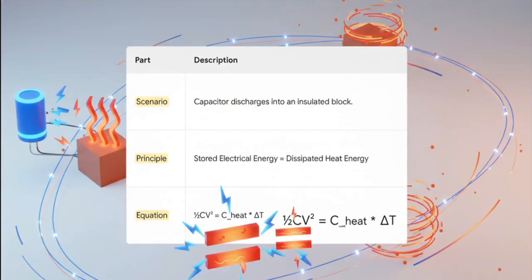Here's a really cool example of this in action. Imagine you take a charged capacitor and dump all its energy into an insulated block, just heating it up. We can measure exactly how much the block's temperature goes up. From that, we know how much heat energy was added. And since all that heat came from the capacitor, we can set our electrical energy formula equal to the heat energy formula and work backwards to figure out the original capacitance. It's a perfect example of these formulas being used to solve a real problem.